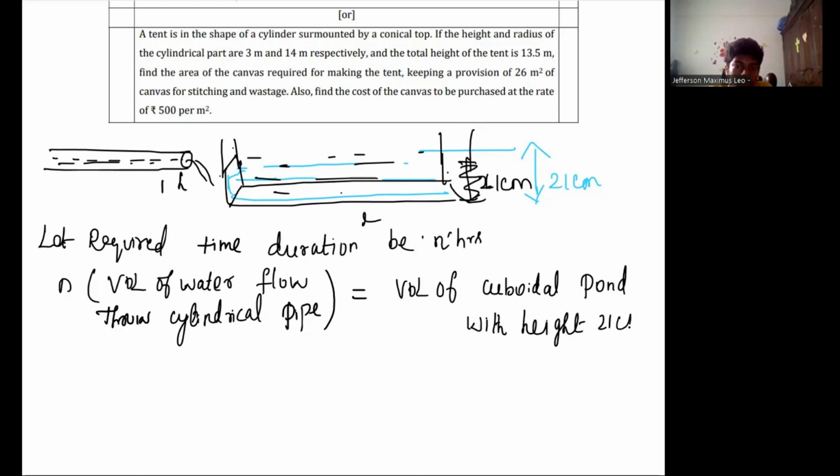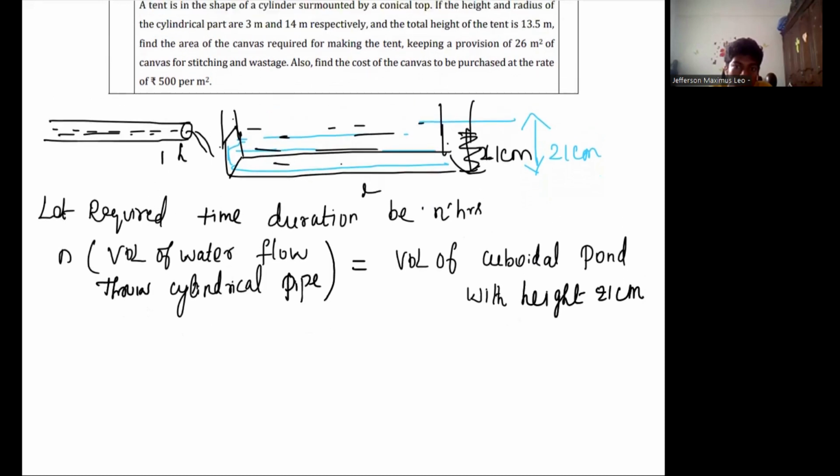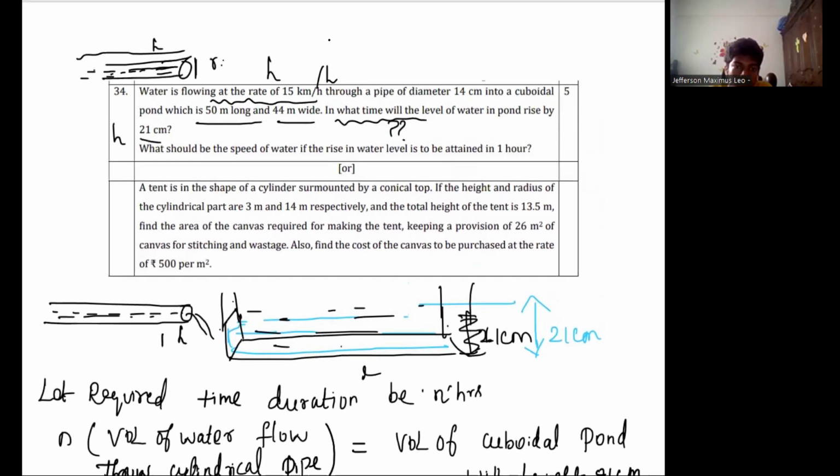Any doubts in this? No, ma'am, no doubts. If you equate like this, it will be very easy for you. So in the pipe, in 1 hour, the speed is 15 kilometer per hour. Here, the diameter is equal to 14 centimeter.